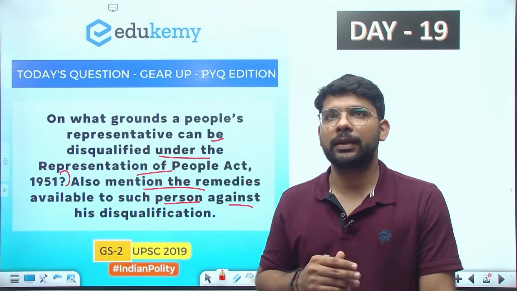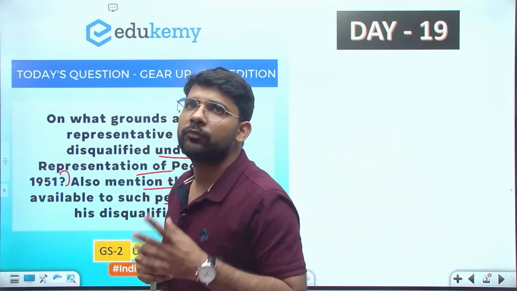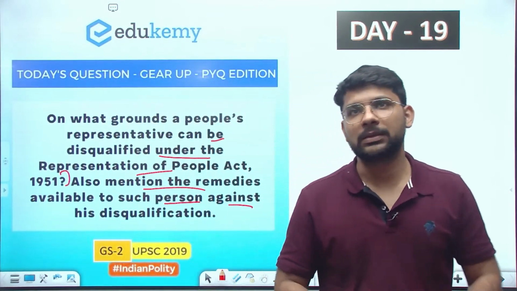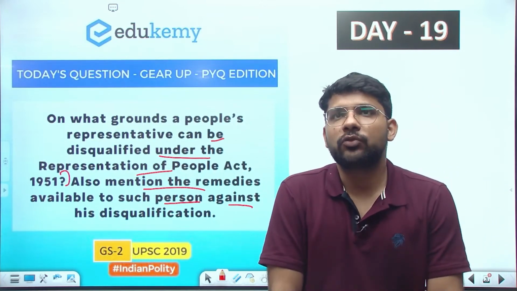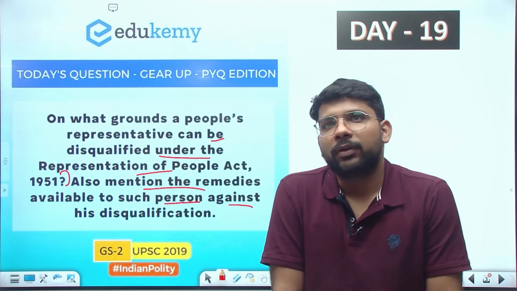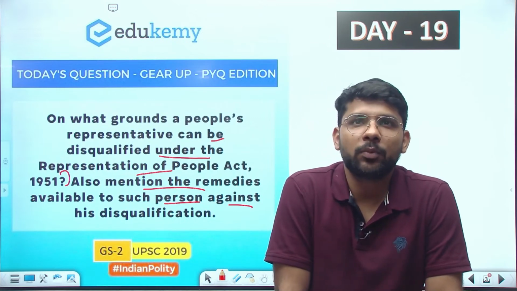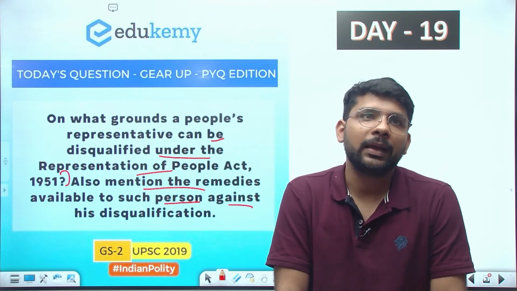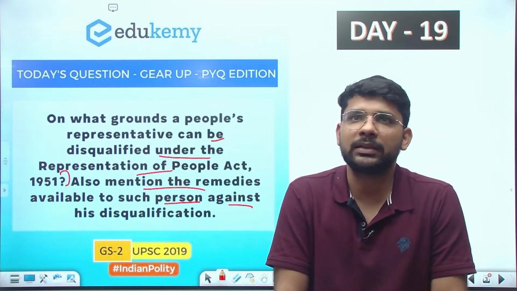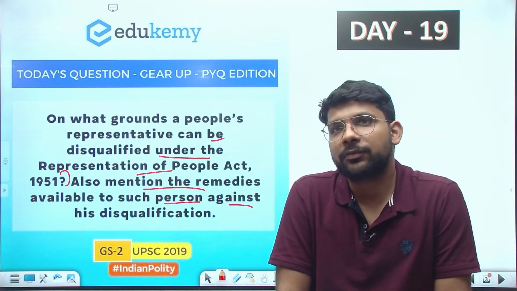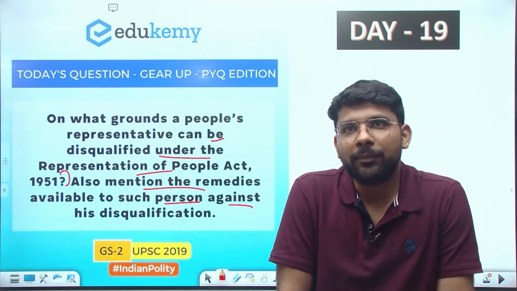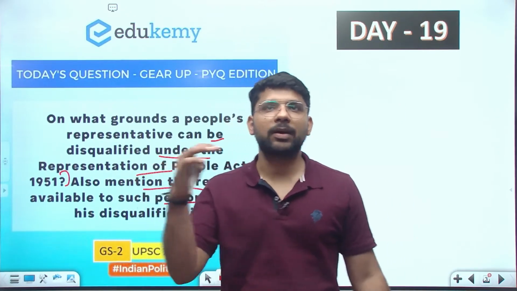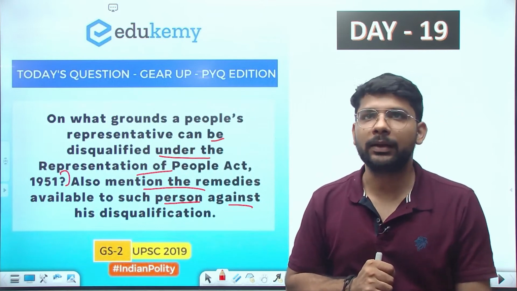The question demands two parts, as it was a 15-marker question in the 2019 UPSC CSE exam. So we need to address both parts. We will make separate subheadings for both parts. One heading for the conditions in which an MP or MLA can be disqualified from parliament or the legislative assembly, and the second for the remedies available to MPs and MLAs who are disqualified under the Representation of People Act 1951.